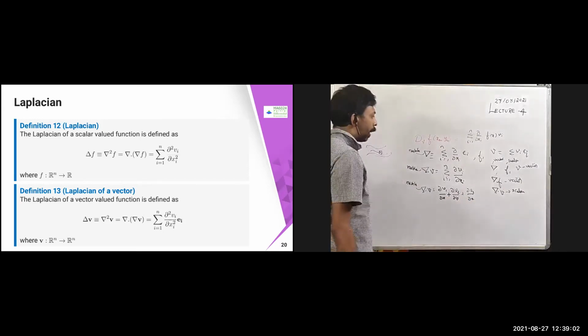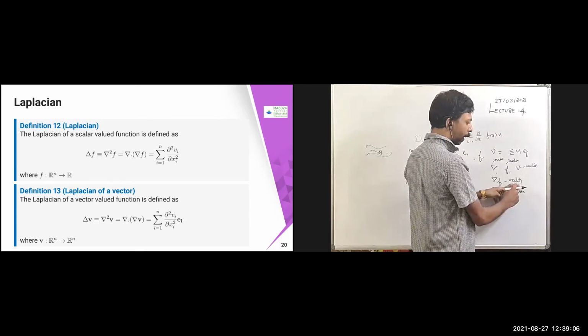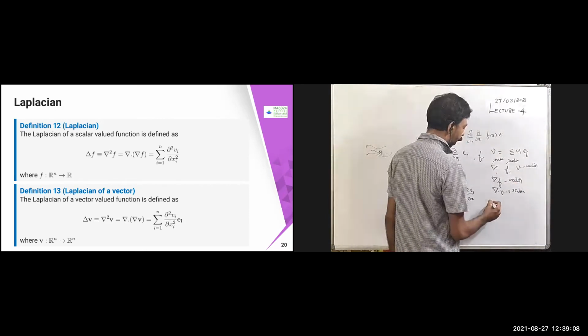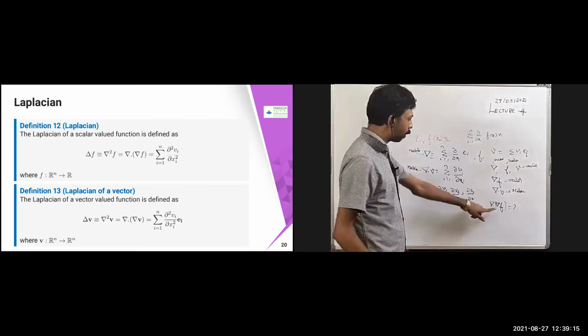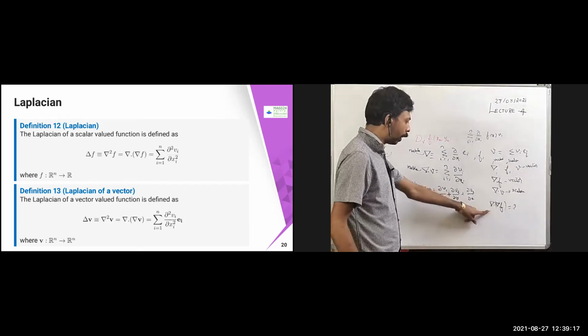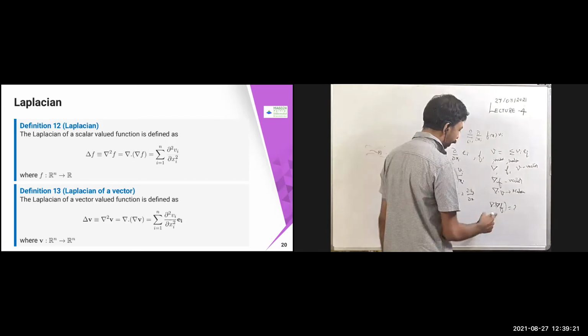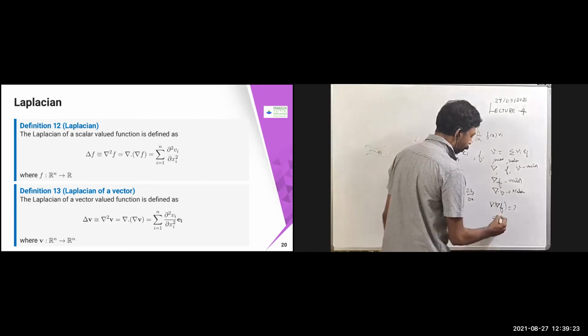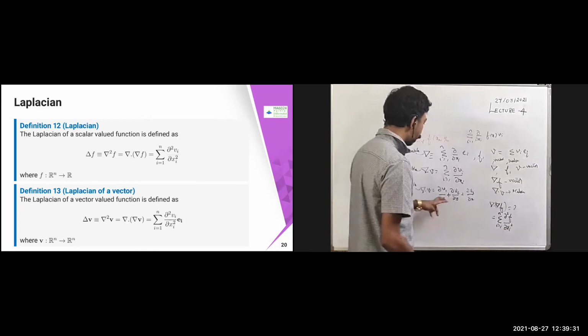Now the question is: since del F is itself a vector, can we operate del dot del F? I'm just trying to find del dot del F. In this case, it is going to become the summation over i equal to 1 to n of dou square F by dou xi square. So you operate on this one the same way.